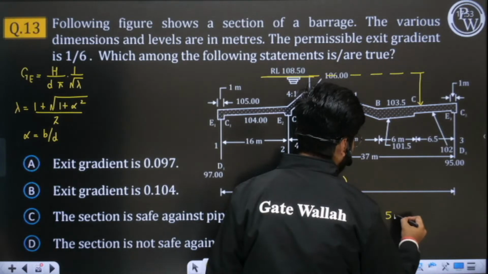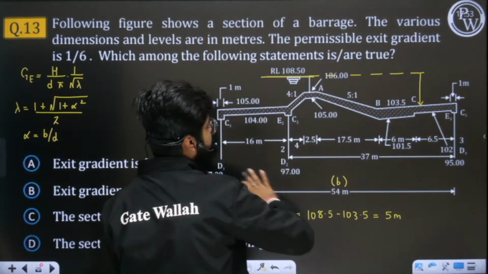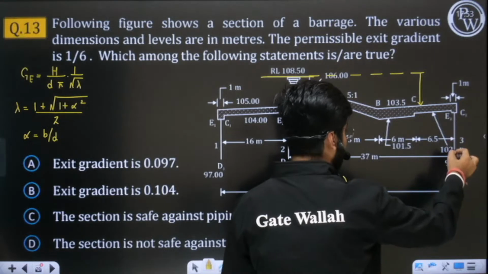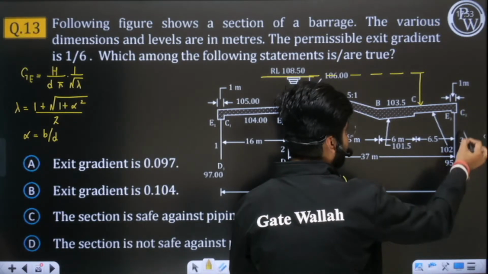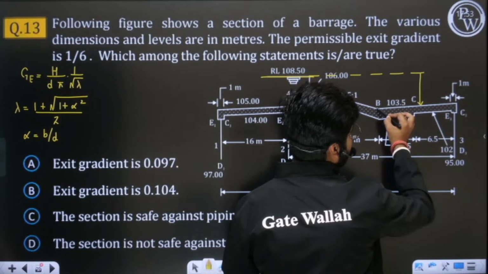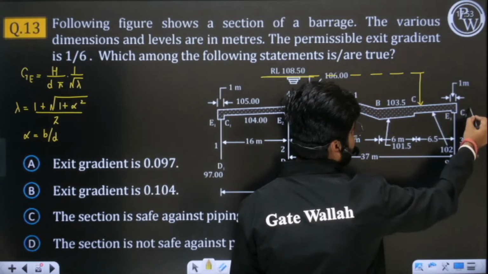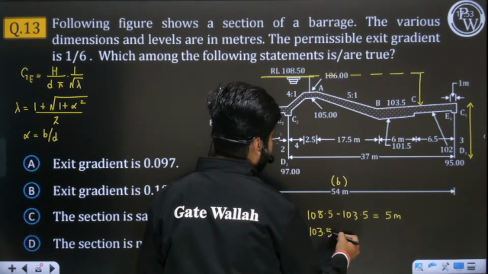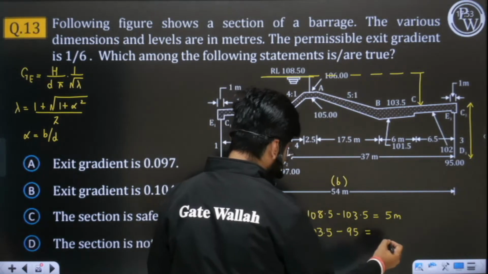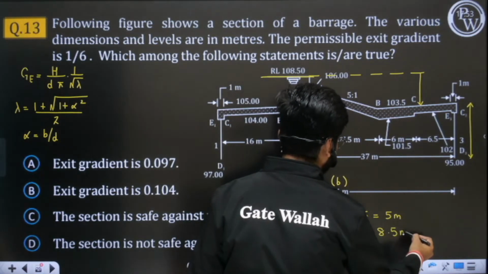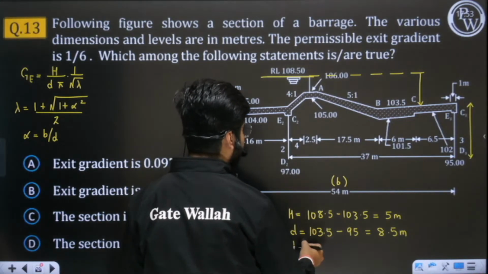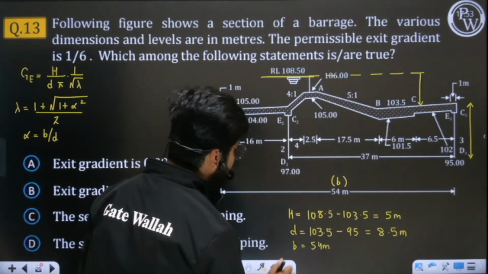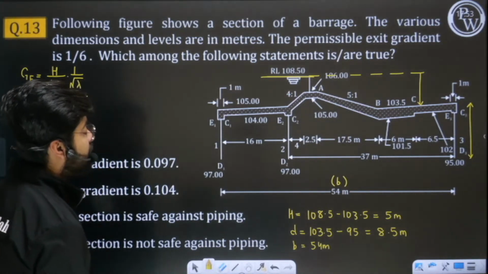So we have a total of 5 meters of head of water, with the help of which this water will seep under this foundation. Then we have to evaluate the length of the downstream pile. The lowest point is 95 and the highest point is 103.5. So 103.5 minus 95 gives you the length of the downstream pile, which is 8.5. So you have found h, you have found d, and b is 54. B means length of floor.